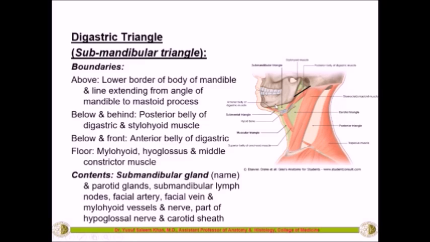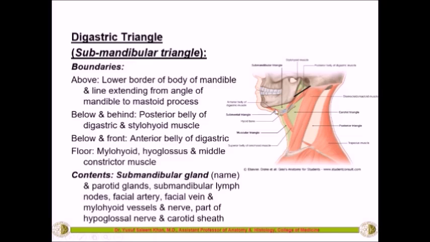The first is the base of the triangle. This is also a reverse triangle with the base above and the apex down. So the base is formed by the base of the mandible, and the imaginary line drawn from the angle of the mandible up to the mastoid process. This forms the base. Below and anteriorly we have the anterior belly of the digastric, and below and posteriorly we have the posterior belly of the digastric. This is the anterior belly of the digastric, which is anterior and below, and this is posterior and behind, the posterior belly of the digastric.